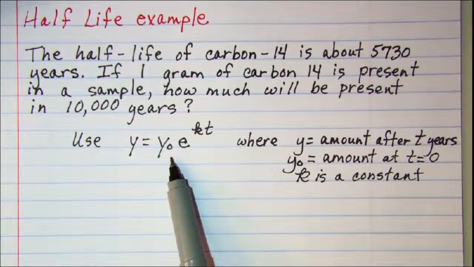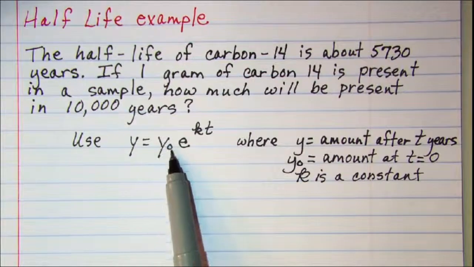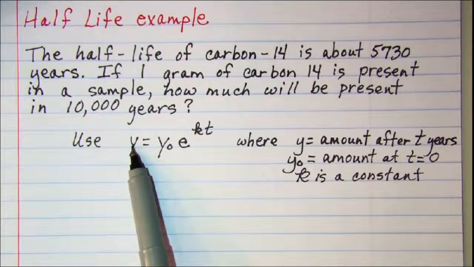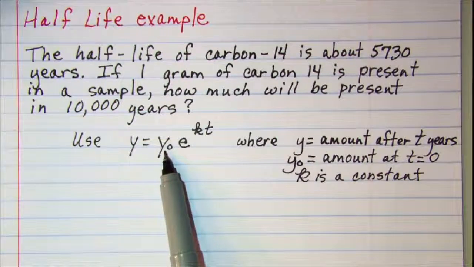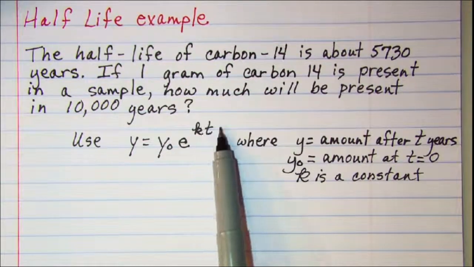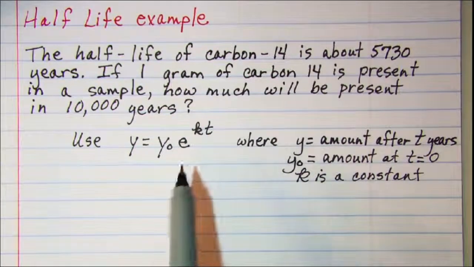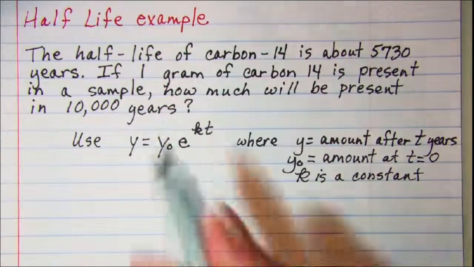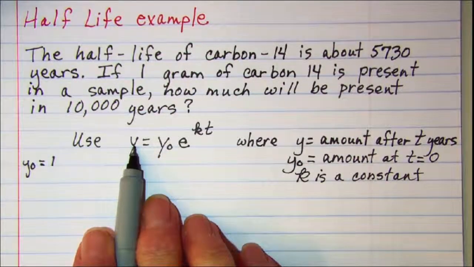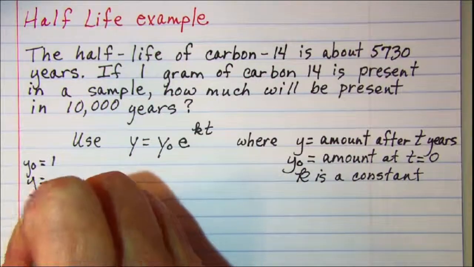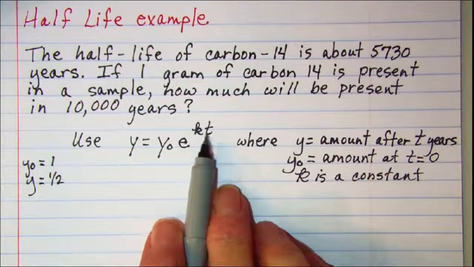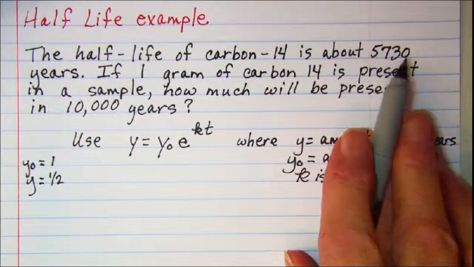Now our exponential growth and decay formula is y equals y sub 0 times e raised to the kt, where y is the amount after t years, y sub 0 is the amount at t equals 0, so the initial amount, k is a constant, and t is the amount of time. So if we substitute in here, our initial amount, y sub 0, is 1 gram. Our amount after t years will be half of that, because we first have to find what our constant k is equal to. Our t is 5,730.